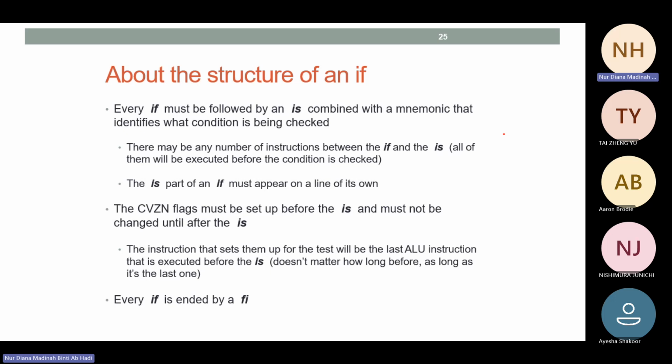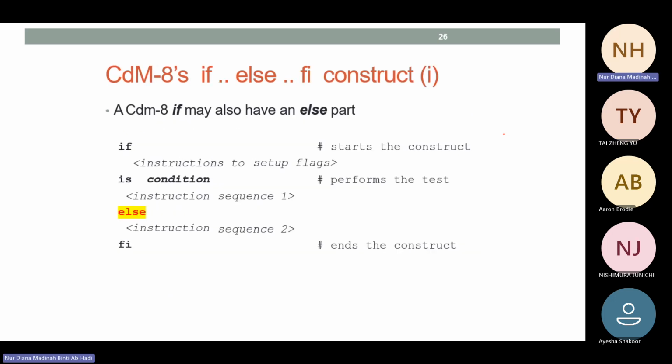So the instruction that sets them up for the test will be the last ALU instruction that is executed before your is, even though we don't know how long, but it must be the last one. So every if must end with P. So far, do you have any question for this one?